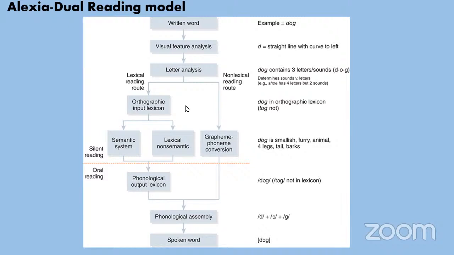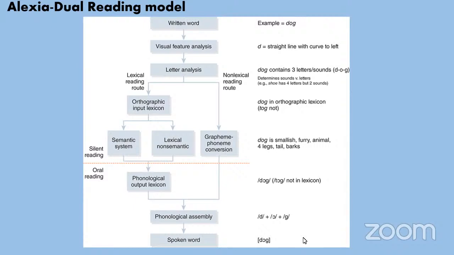That is, it is already there, and the semantic system and lexical non-semantic system will process this silent reading part. And then if you have to vocalize, it enters the phonological output lexicon, the oral reading. Then the phonological assembly takes place and the spoken word is generated. So this is the lexical reading route. In the non-lexical reading route, a grapheme to phoneme conversion takes place. Then the phonological assembly takes place and the word is spoken.